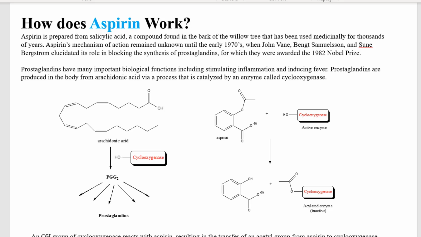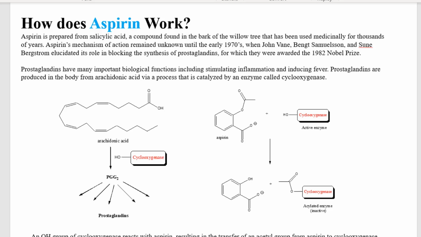So prostaglandins have these biological functions, stimulating inflammation and inducing fever. So this is what our body's going to do when we have an injury or something going on. The production of these prostaglandins is dependent upon the alcohol interacting with the carboxylic acid and starting this interaction. If we don't want inflammation to occur, if we want to stop inflammation or we want to stop some pain or something from happening in our body, then we need to stop this process.